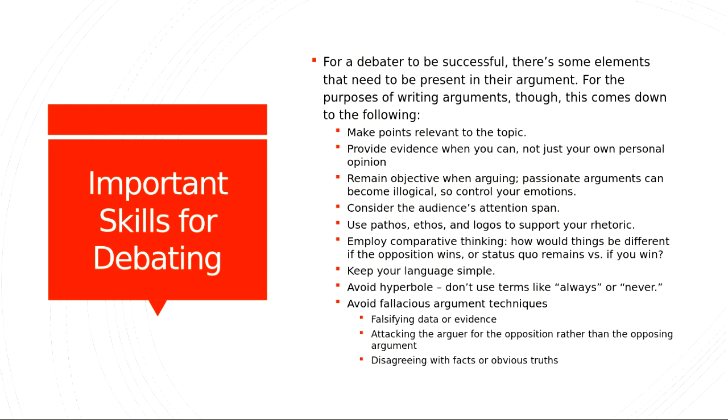Remain objective when arguing. Passionate arguments can become illogical, so control your emotions. This can be very difficult, and I know it kind of goes against what I've said in the past, where I felt that if you felt strongly about an argument, you'd actually write better about it. The problem is, on the flip side of that, if you feel passionately about an issue, you will also argue a little bit too emotionally about it, and your logic may suffer. So just to prevent that, try to keep your emotions out of the argument. Stick strictly with the facts. Stick strictly with the logical progression.